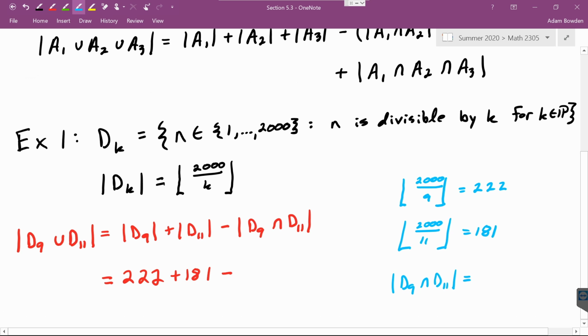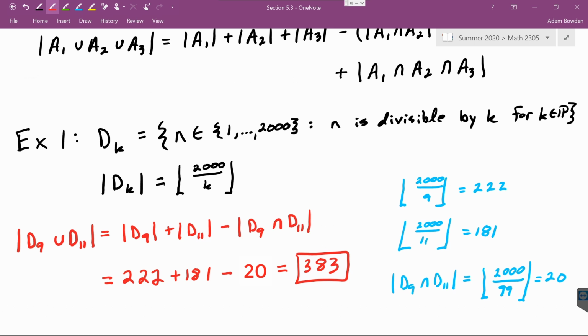The way we could do that is if it's divisible by 9 and 11, it'll be divisible by 99. So we could figure out the number of integers between 1 and 2000 divisible by 99 here. That comes out to be 20. So we have 222 plus 181 minus 20. So they are equal to 383 integers between 1 and 2000 divisible by 9 or divisible by 11.